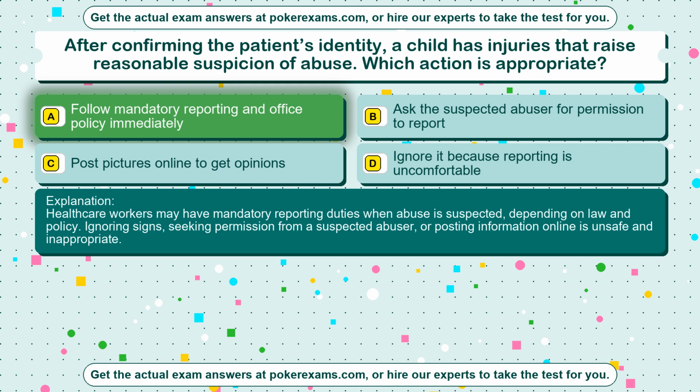Healthcare workers may have mandatory reporting duties when abuse is suspected, depending on law and policy. Ignoring signs, seeking permission from a suspected abuser, or posting information online is unsafe and inappropriate. Question 24.